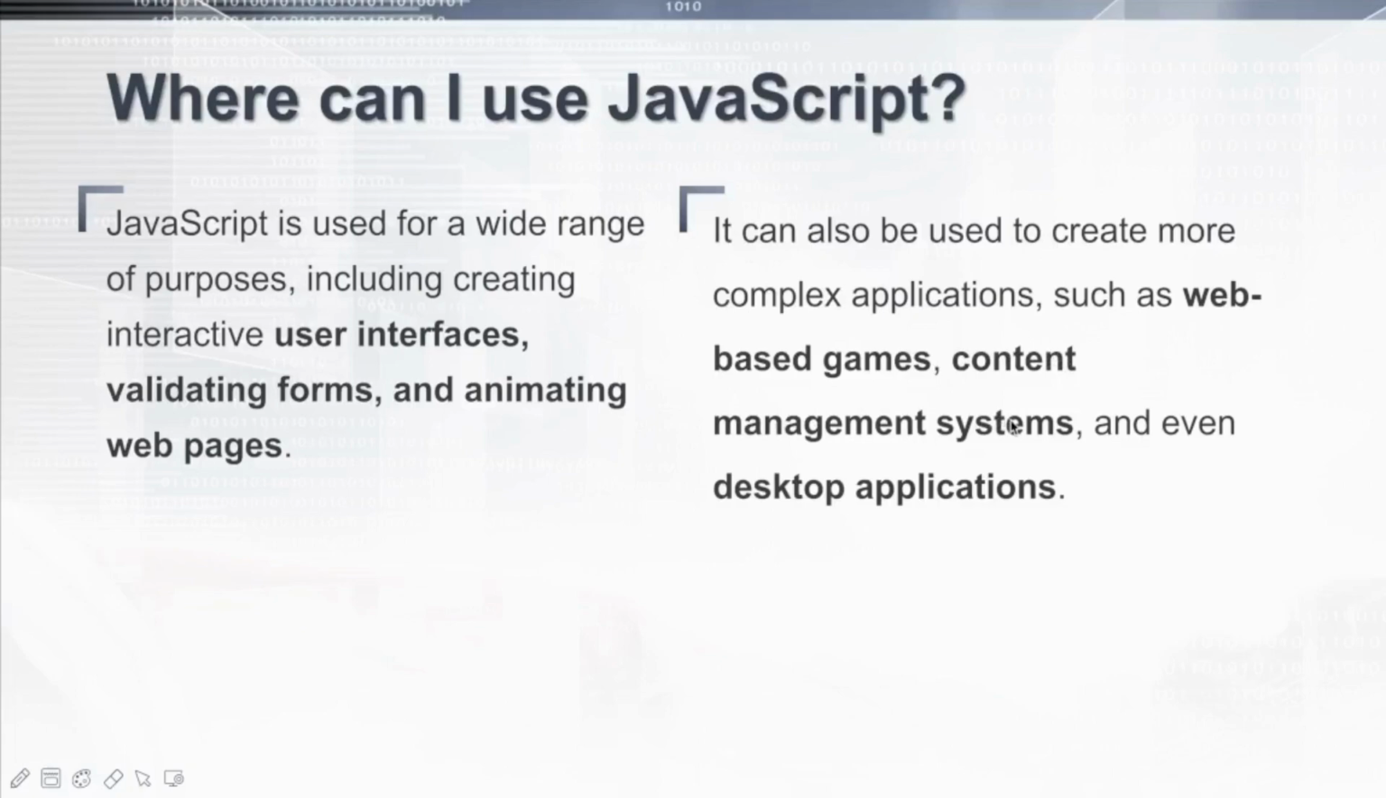Then we have content management system. So JavaScript can be used to develop content management systems and even desktop applications. So we have some tools or some frameworks that enable JavaScript to be used in developing desktop applications, and one of the frameworks is Electron. So if you're interested in learning or using JavaScript to develop desktop applications, then first you have to master JavaScript, how to use JavaScript efficiently, and then you have to learn a framework like Electron.